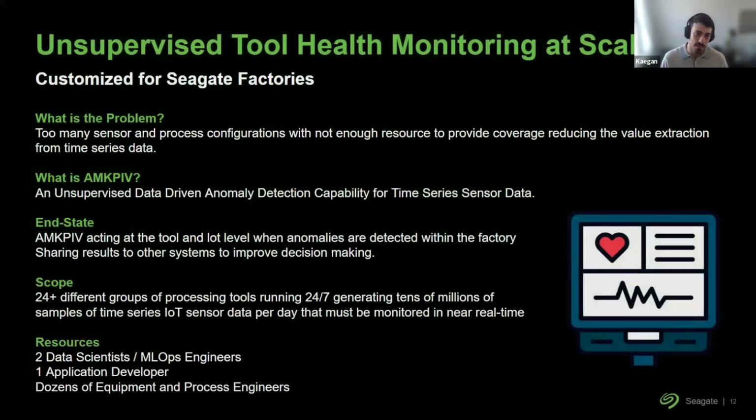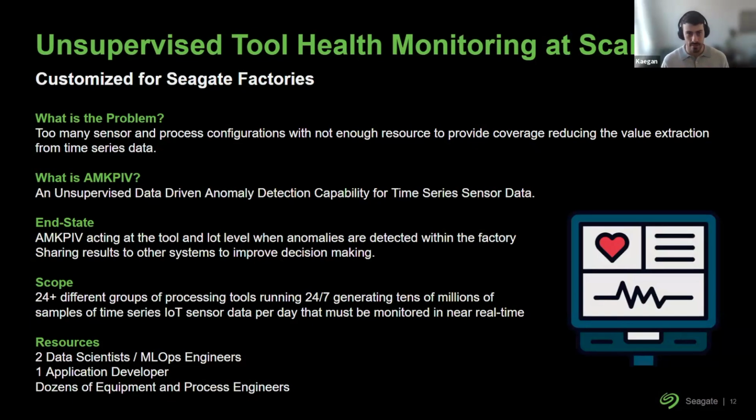AMKPIV stands for Autonomous Monitoring of KPIV Data. KPIV stands for Key Process Input Variable. But basically they're IoT sensors, right? So when we have these tool sets that are processing a particular wafer, we have these IoT sensors monitoring the current and the voltage and the pressure of the tool set. And basically every 2 seconds, it takes a measurement of the current or the voltage or the pressure, et cetera, while it's processing a particular wafer or product or commodity.